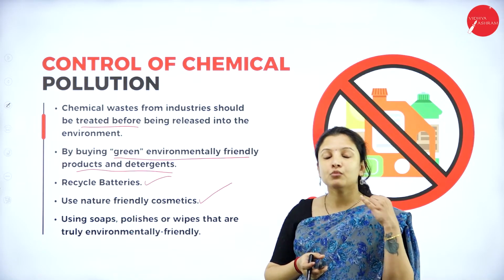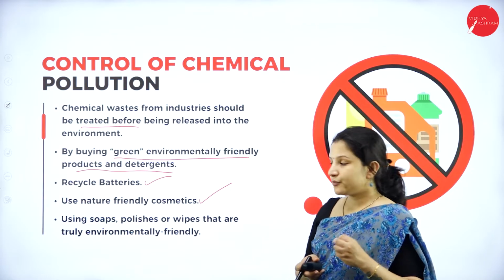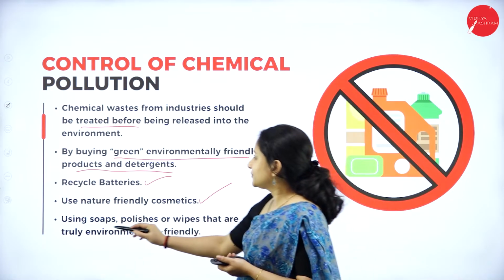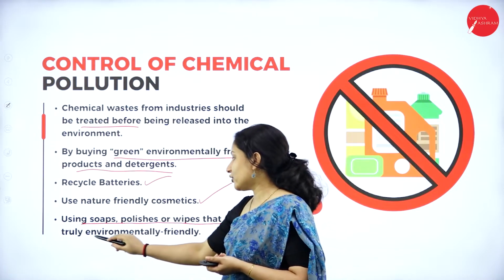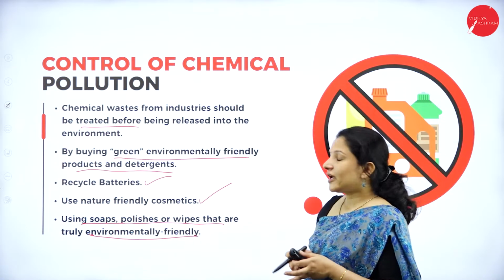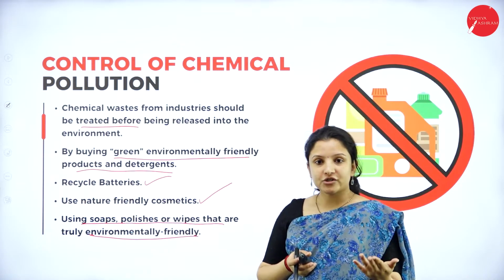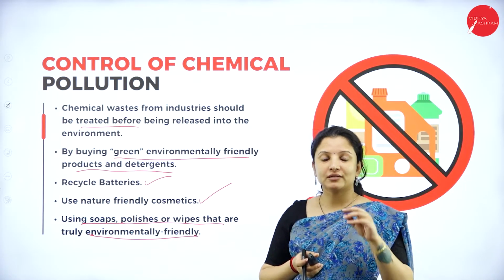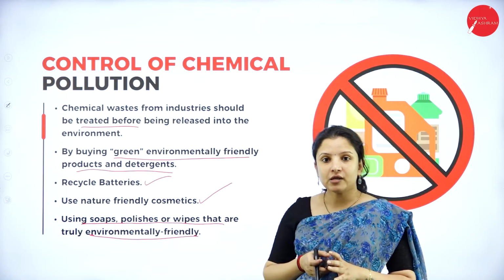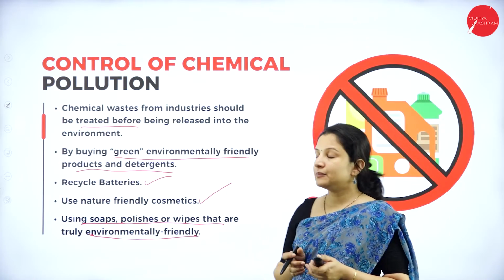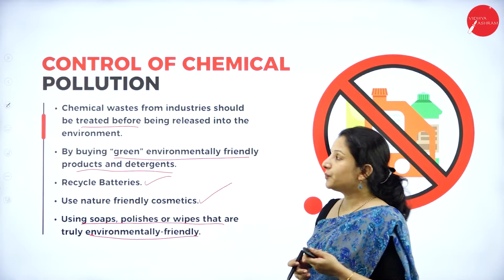which contain more plant products rather than chemical products, and use soaps, polishes or wipes that are truly environmentally friendly. So, any soaps, detergents, polishes, varnishes, paints, anything that is there, it is better to prefer environmentally friendly products. That is how we can control chemical pollution.